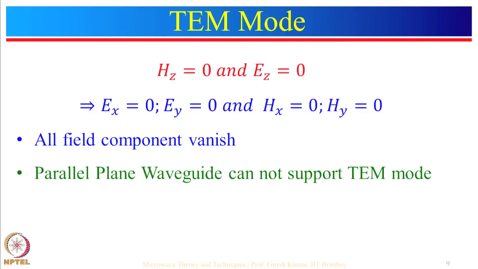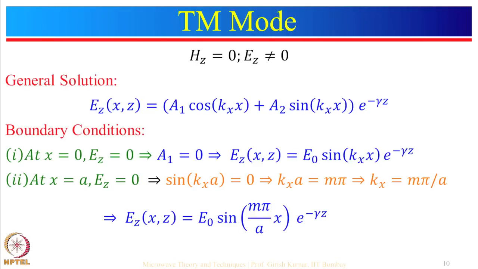Now let's see the next mode, which is the TM mode, transverse magnetic mode, in which the magnetic field is transverse to the direction of propagation and there is no magnetic field in the direction of propagation. So Hz is equal to 0 and Ez is not equal to 0. And the general solution for the electric field in the longitudinal direction will be Ez equal to (a1 cos kx x plus a2 sin kx x) into e raised to minus gamma z, as we discussed earlier. Now we need to apply boundary conditions on the electric field. So what are the boundary conditions? The answer is that the tangential component of the electric field should be zero at the conducting boundary. In the parallel plane waveguide, the conducting plates are at x equal to 0 and x equal to a, and the tangential field is Ez. So at x equal to 0 and x equal to a, Ez should be 0.